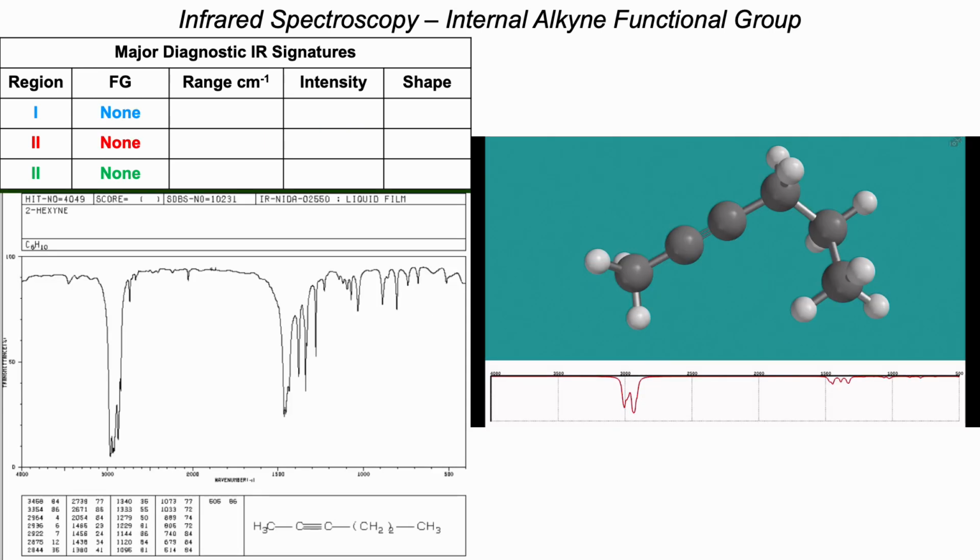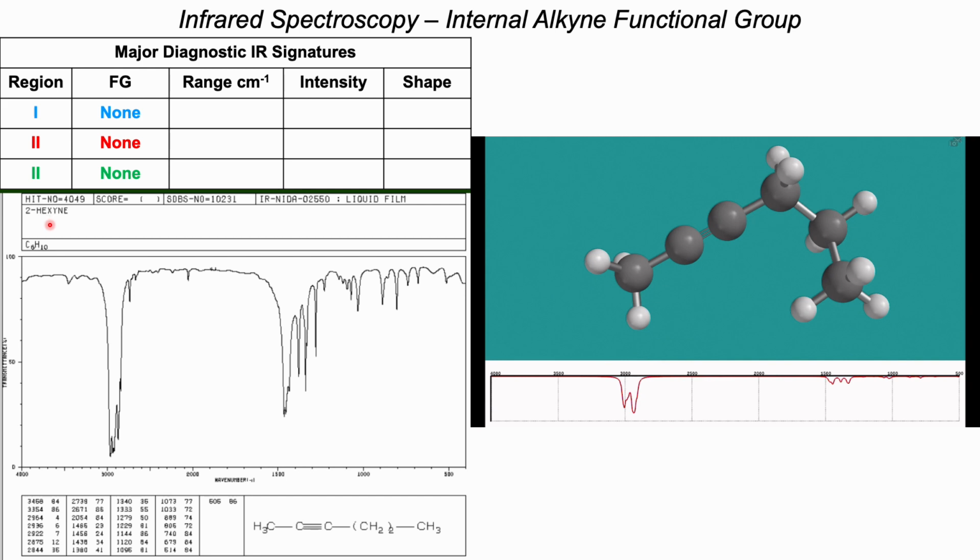So now moving on to an internal alkyne. Notice the nomenclature here. Again, this is the major diagnostic functional group for that bond pattern. And this says none. That does not mean that for the alkyne you see nothing, because you're still going to see the normal sp3 hybridized carbon H stretching.